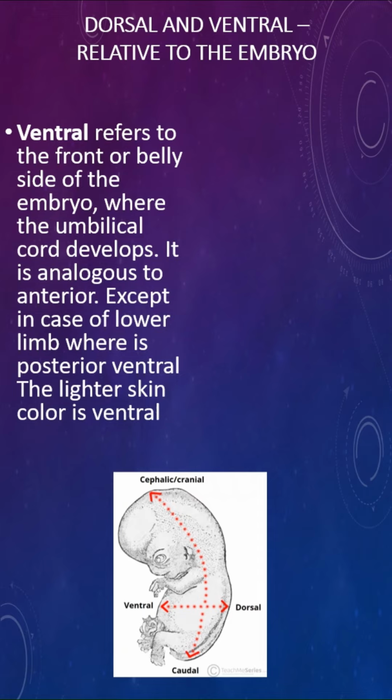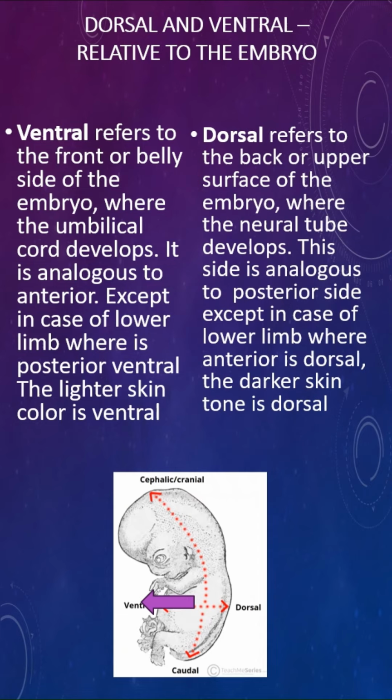Ventral refers to the front or belly side of the embryo, where the umbilical cord develops. It is analogous to anterior, except in case of lower limb where posterior is referred as ventral. The lighter skin color is ventral.